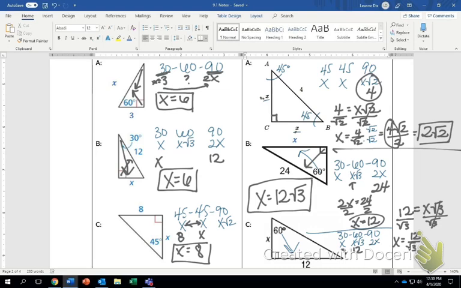I cannot have a radical in the denominator, so I'm going to go ahead and multiply the top and the bottom by that, and I should get 12 times the square root of 3 over square root of 3 times square root of 3 is the square root of 9. Square root of 9 is equal to 3. And the final thing that I can do is I can reduce. 12 divided by 3 is going to be 4 times the square root of 3. All right, so that is my answer for that.